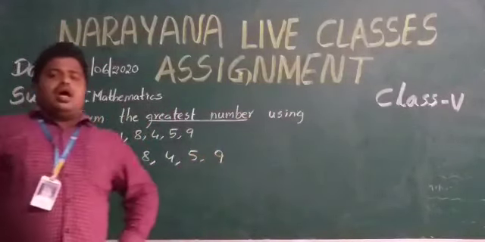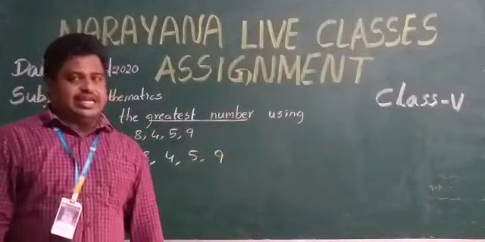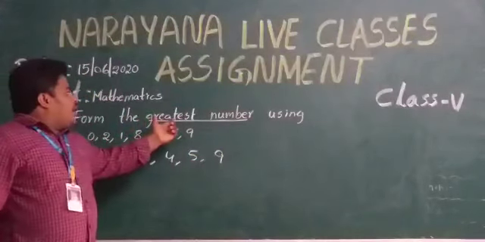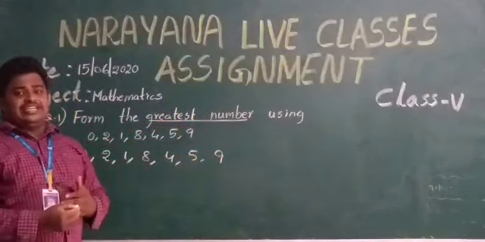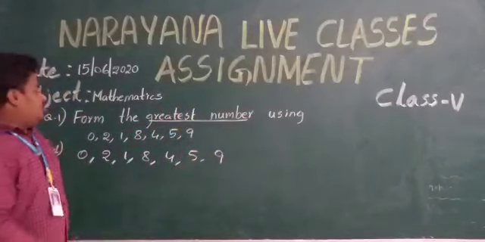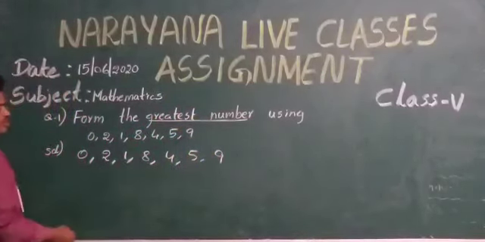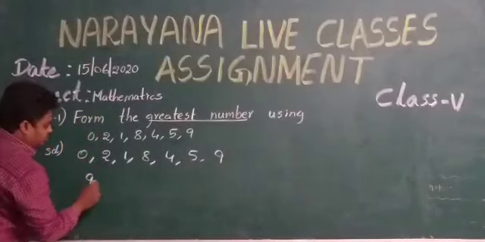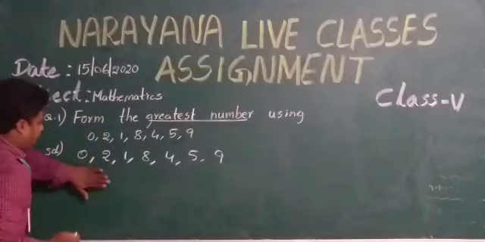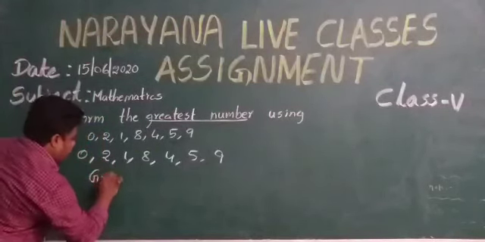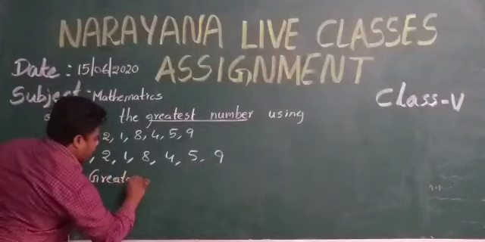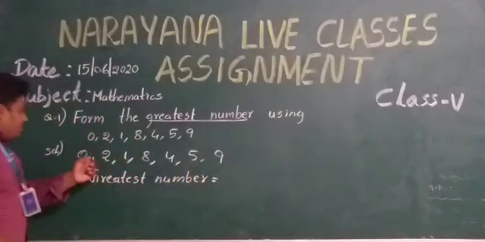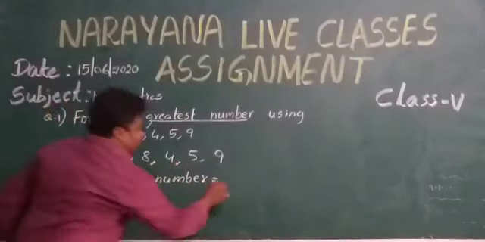Already we discussed how to arrange in ascending order and descending order. By using that, to arrange the digits into the greatest number, we have to write the digits from bigger number to smaller number. So here among these Hindu Arabic numerals, which is the bigger one? 9. Here in these digits, the bigger one is 9.